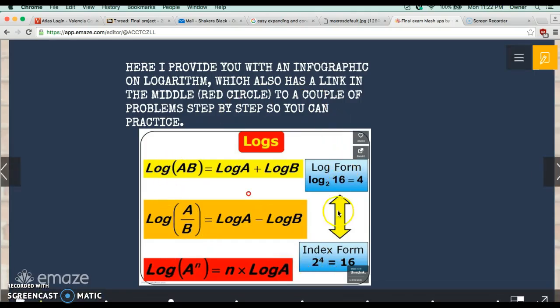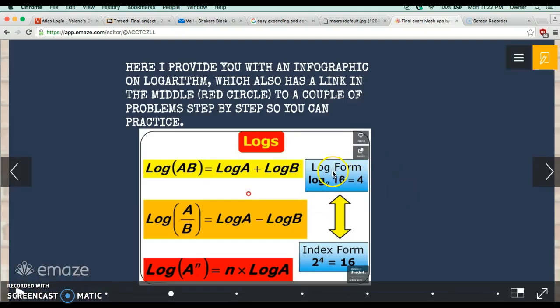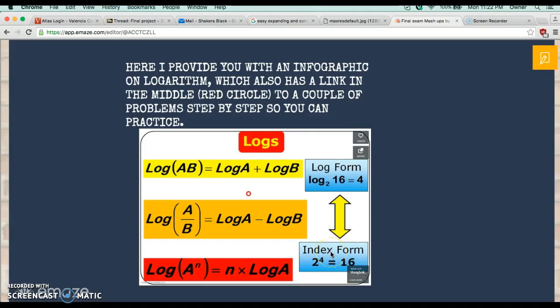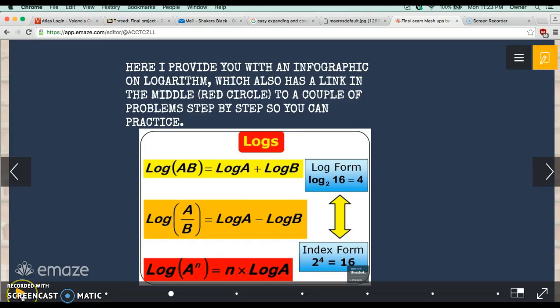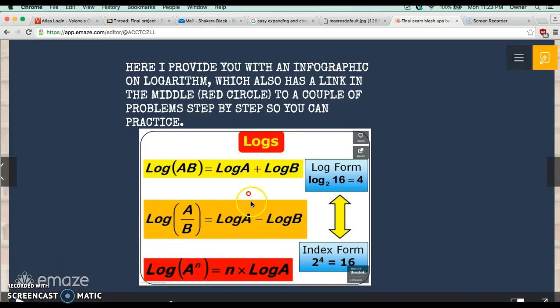Over here, it has two forms that you'll probably be asked to rewrite an equation into. So sometimes they'll ask you to rewrite the equation into log form and index form. And you'll learn a little more about that in the video that I just posted for you, and also in a couple more slides that I have provided for you. So let's go on and click this little link in the middle and see where that takes us.